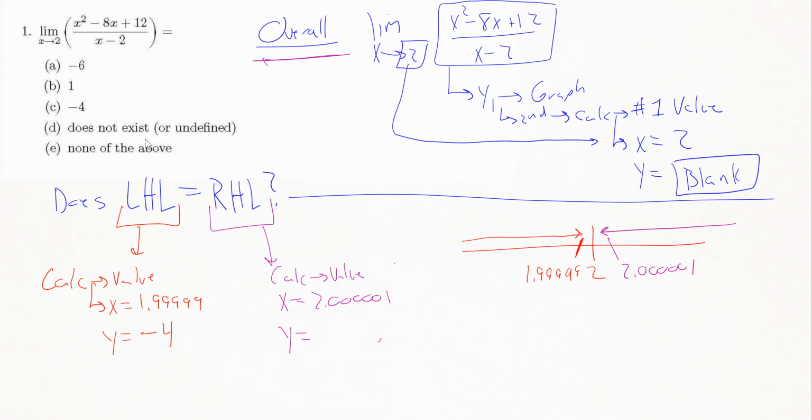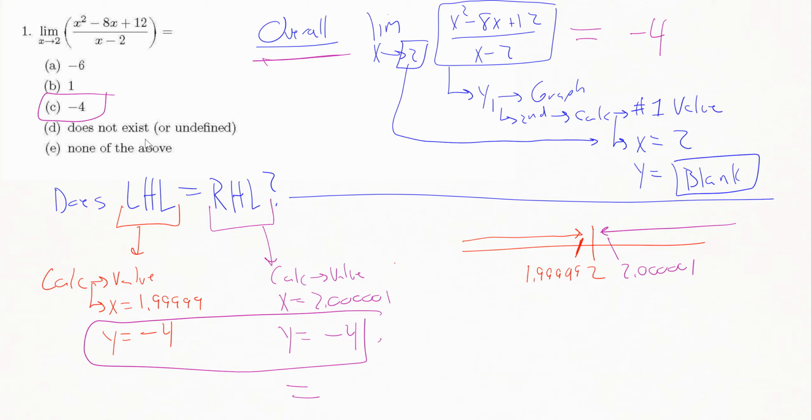So my left-hand limit equaled -4, my right-hand limit equaled -4. Since those two things are equal, that means my overall limit would also equal -4. So the answer to this question would have been -4.